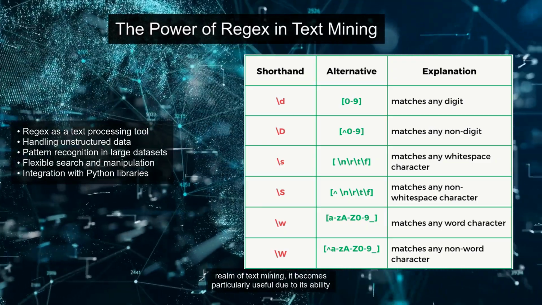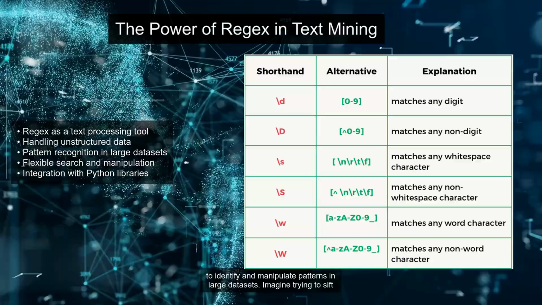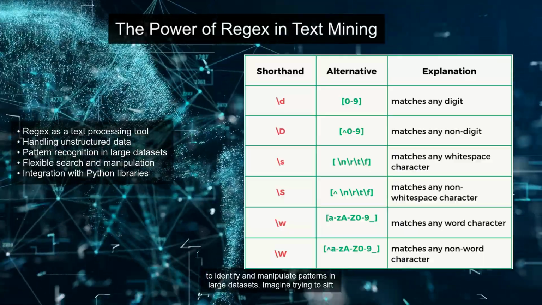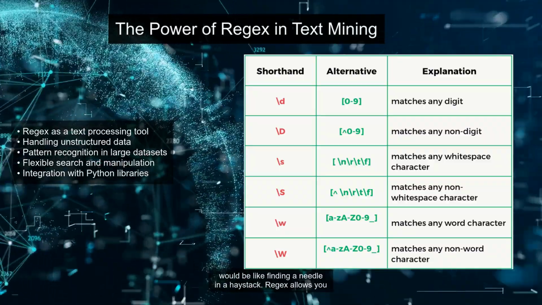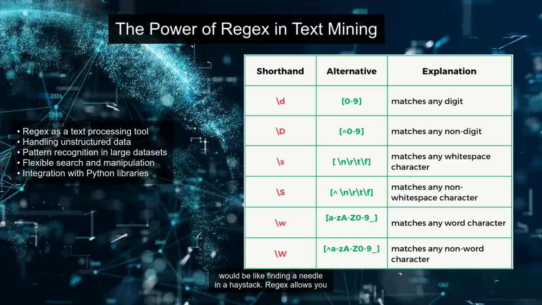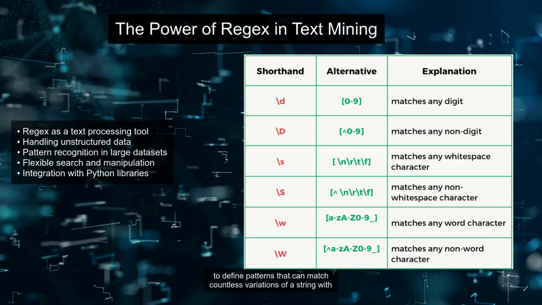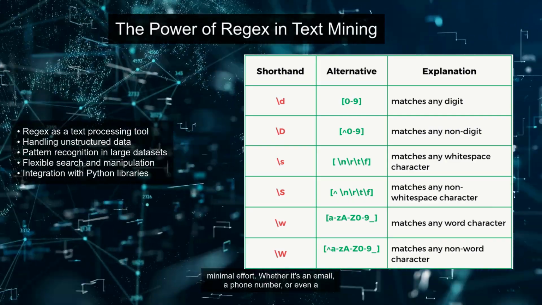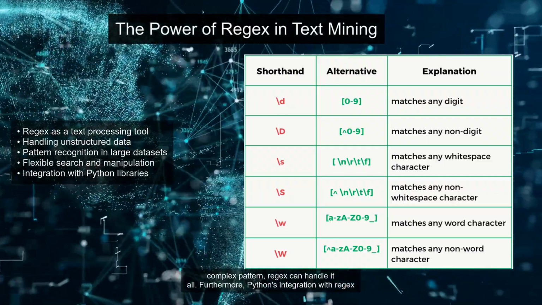Regex is a powerful and flexible tool for text processing. In the realm of text mining, it becomes particularly useful due to its ability to identify and manipulate patterns in large datasets. Imagine trying to sift through a massive document for specific patterns or keywords without regex. It would be like finding a needle in a haystack. Regex allows you to define patterns that can match countless variations of a string with minimal effort. Whether it's an email, a phone number, or even a complex pattern, regex can handle it all.